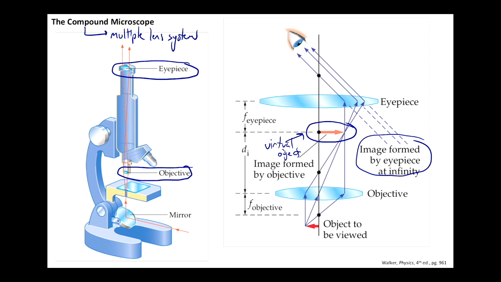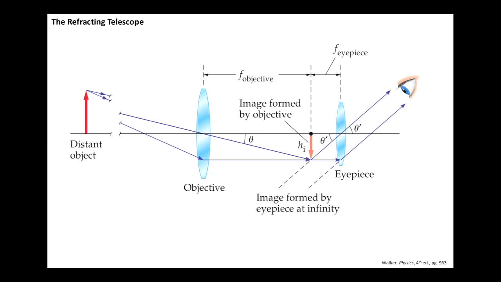8 minutes remaining. We are going to finish this chapter. Fantastic. Compound microscope is almost exactly the same as the refracting telescope. For the telescope, we're just trying to look at things that are far away and magnify them.